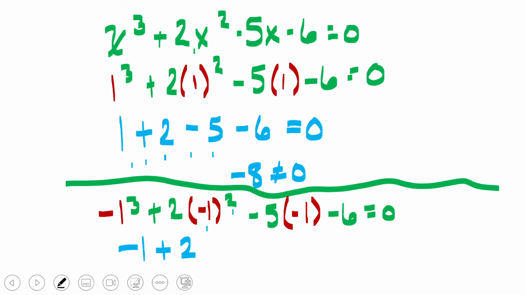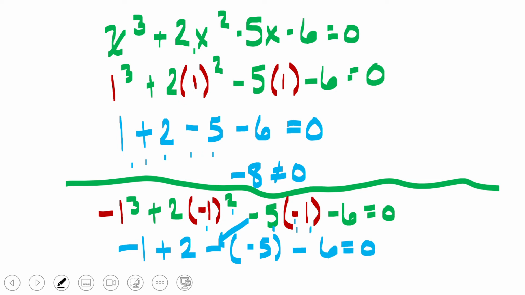Okay, now we have minus 5 times negative 1. That is minus a negative 5. Look that over. This sticks, and then work with 5 times negative 1. Put that in parentheses. Minus 6 equals 0. What do we get?